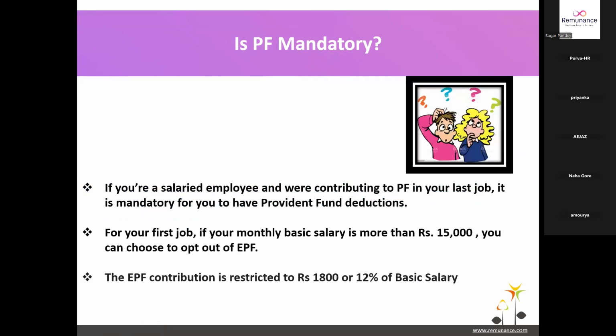Then, in which cases is PF mandatory? If you're a salaried employee and you were contributing towards PF in your last job, it is mandatory for you to have Provident Fund deductions. Suppose it is your first job, and if your monthly basic salary is more than rupees 15,000, then only you can choose to opt out of PF. Then the EPF contribution is restricted to rupees 1800 or 12% of your actual basic salary.